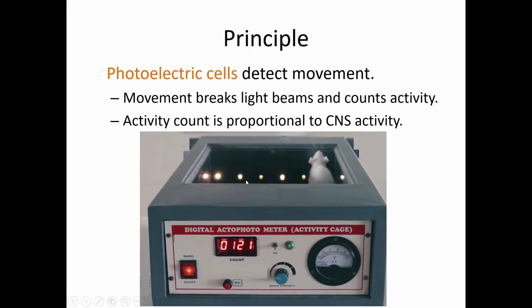So in between this beam the animal moves. If the animal moves, the light beam breaks from here to here, and it is parallel to the floor. So the light beam is broken, and as the number of beams broken increases, it will count. The counter will count the number of light beams broken.